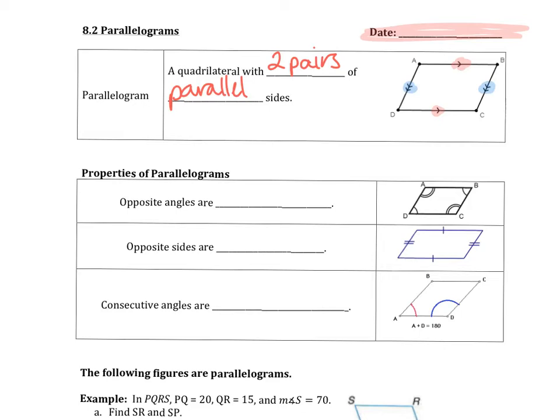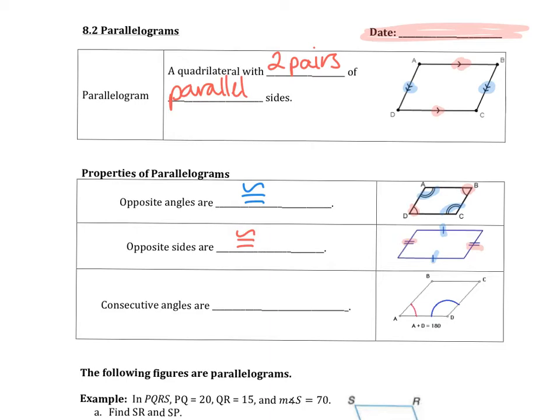Some properties of parallelograms that we need to know about. Opposite angles are congruent. That's marked right here with our tick marks, showing that they're congruent. So every parallelogram has opposite angles that are congruent. The sides are also congruent, and that's marked on the sides with those two tick marks here, and the other two tick marks here.